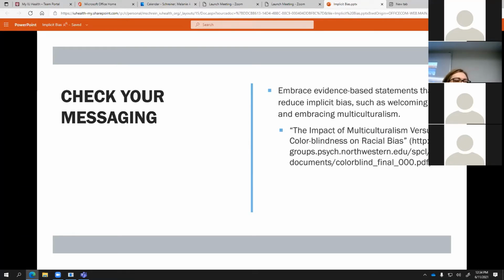Check your messaging. So embracing evidence-based statements that reduce implicit bias, such as welcoming, embracing multiculturalism. I thought that this was really interesting: the impact of multiculturalism versus color blindness on racial bias. I actually had a friend who posted something on Facebook the other day that was a really powerful meme, and I wish I would have grabbed it and saved it because I couldn't find it later, but it was two people holding up signs.